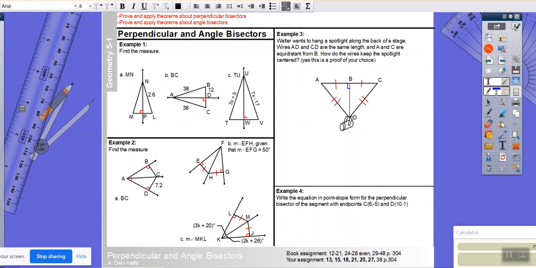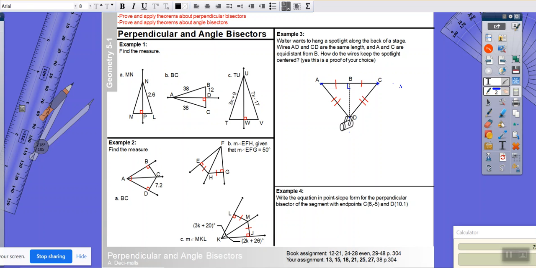So the perpendicular bisector theorem says that if two points are equidistant from the same point on a line, then that line is the perpendicular bisector of that line segment. So here are the two points. All right. So that's how you do it.